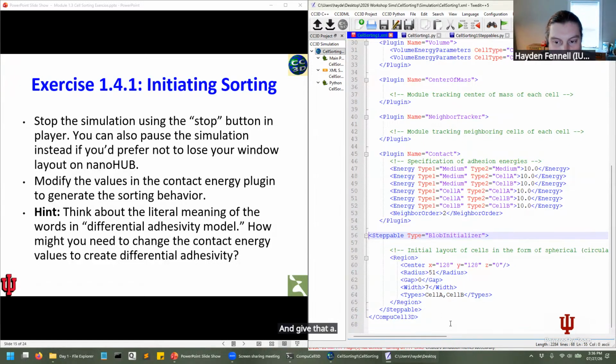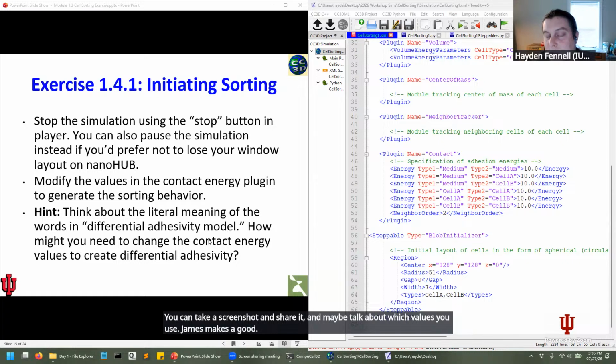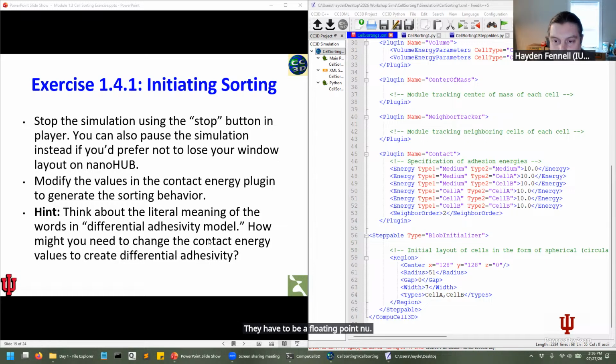Once you've got some movement in your simulation, you can take a screenshot and share it and maybe talk about which values you use. James makes a good point. They can be negative, so they have to be a floating point number, but they can be negative energy values.